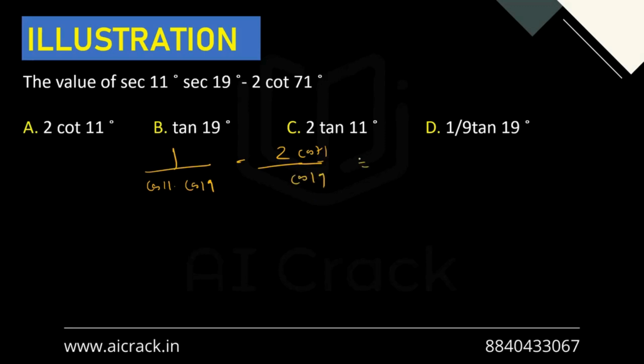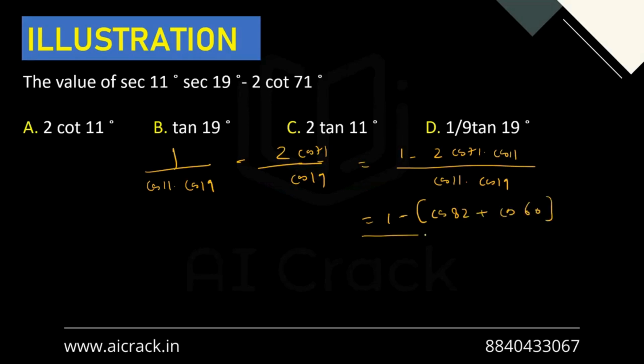Okay. Now let's take the LCM. That's the obvious thing to do over here. So we'll be getting 1 minus 2 cos of 71 dot cos of 11 divided by cos 11 dot cos 19. Now we can see minus 2 cos a cos b formula over here, so we'll do the reverse. So that gives me 1 minus, we have 2 cos a cos b, that comes from cos of a plus b plus cos of a minus b, right? So we will be getting cos of a plus b, that is cos of 82, plus cos of a minus b. That would give me cos 60 divided by cos 11 dot cos 19.